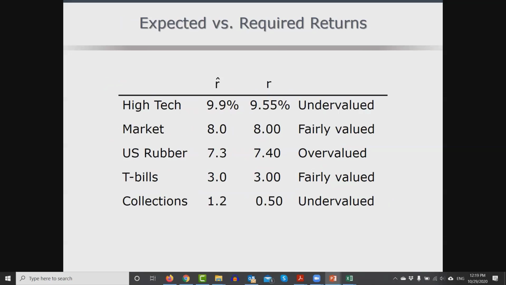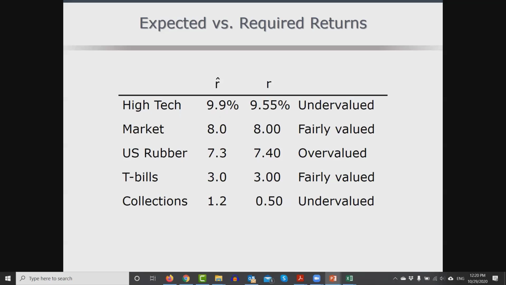Before, we already calculated the expected return for that investment. If the expected return is 9.9 and the required return is below that value, this means that the investment is undervalued. The US rubber, for example, is overvalued. The required return is far higher than the expected return. So this is overvalued. If they are exactly the same, then they are fairly valued.